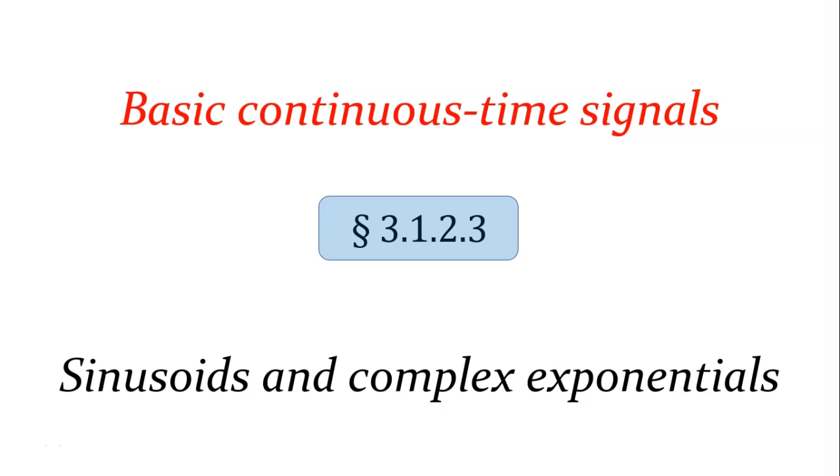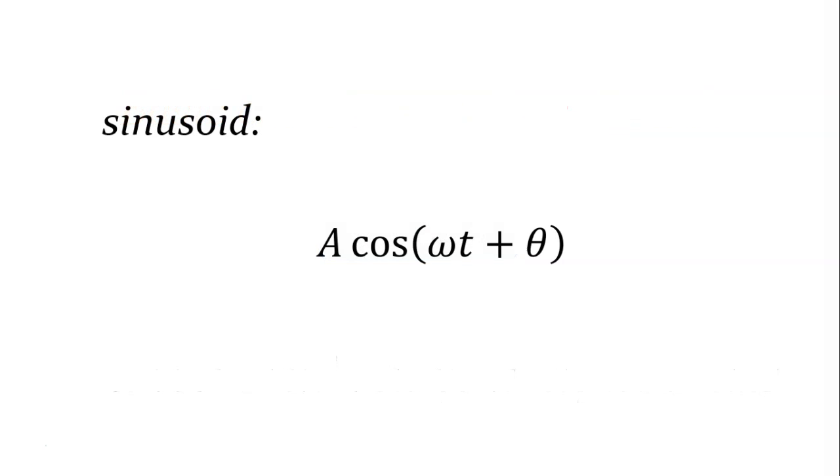Sinusoids and complex exponential waveforms of time. The general form of a sinusoidal signal is A cosine(omega t plus theta). This type of signal is completely specified by its three parameters, A, omega, and theta. A is the amplitude, omega is frequency in radians per second, and theta is the phase shift of the sinusoid.